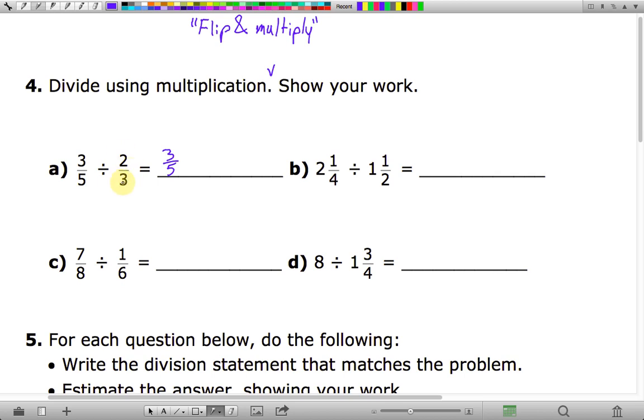In other words, you're finding the reciprocal or the flipped version of that second number in the division statement, which is called the divisor. Now we can actually multiply to get our answer. So we do 3 times 3 is 9 and 5 times 2 is 10. The answer is 9/10. You say, wow, that's great. I want to do that all the time.